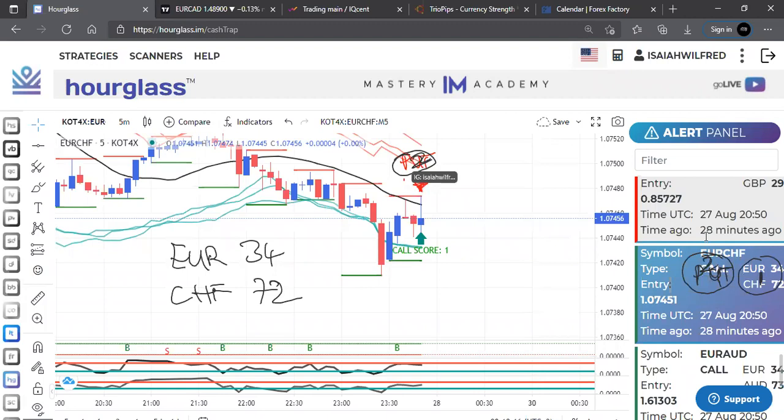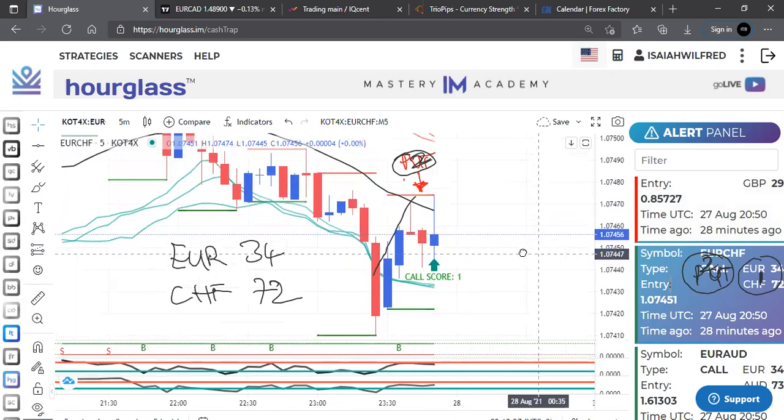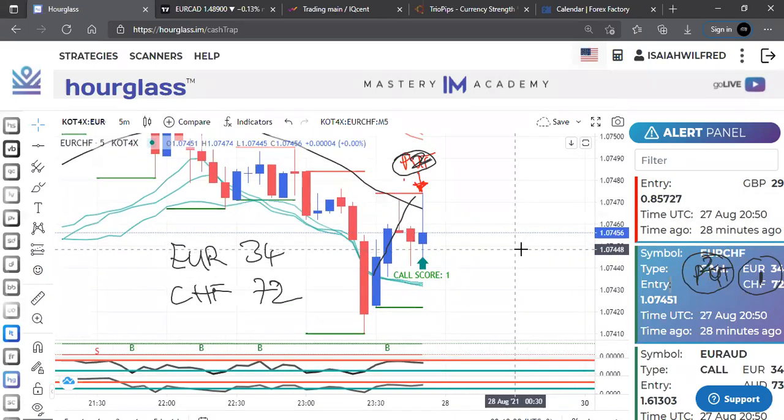But now look at the market, it came all the way up to this red line. Let me zoom in a bit. Look at the red line here. The market came to this red line, and what happened? It dropped. See where the market is at now. It dropped.